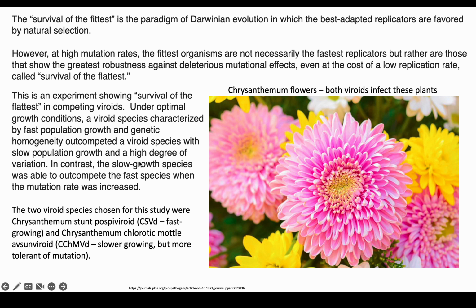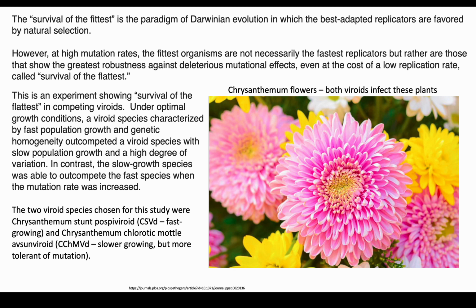So the two they're studying both infect chrysanthemum flowers. So here's a lovely picture of some chrysanthemums. Aren't they great? And the two viroids that they're using here that infect chrysanthemums are chrysanthemum stunt viroid, CSVd, and chrysanthemum chlorotic mottle viroid, and so that's CChMVd. The last word in there is part of how they're classified, but that's not really relevant to what we're doing. So think chrysanthemum stunt and chrysanthemum chlorotic mottle.